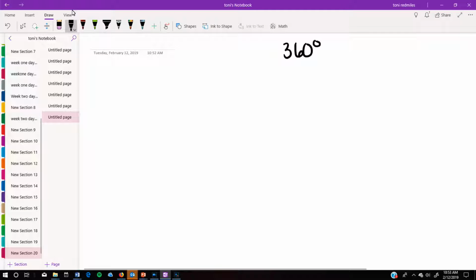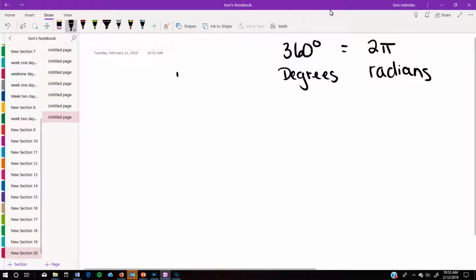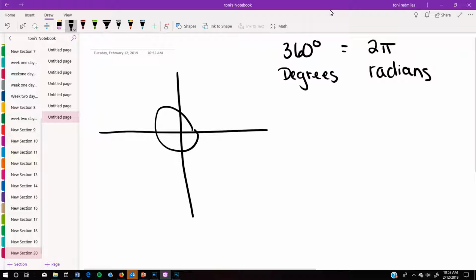So 360 degrees, this is the degree form of how many degrees are in the Cartesian plane, and that is equal to 2 pi radians in a Cartesian plane. So from initial to initial is 360 degrees, and initial to initial is also 2 pi. All right?